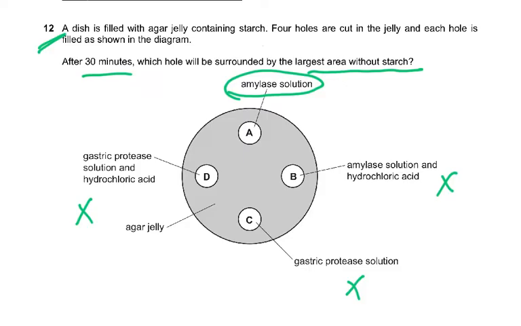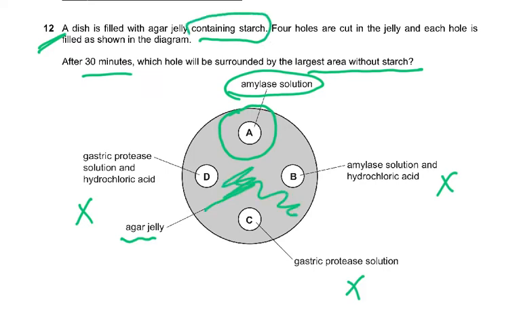So the answer is A, which means amylase will digest it, and then all this area will be free of starch. Because you see, it says agar jelly containing starch. So all this is starch. This gray area is all starch. Let me give it another color. So all this area is starch.